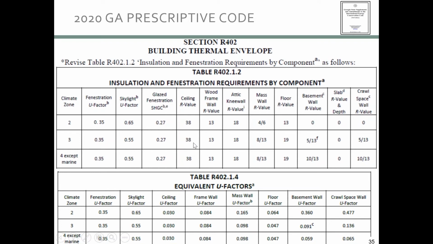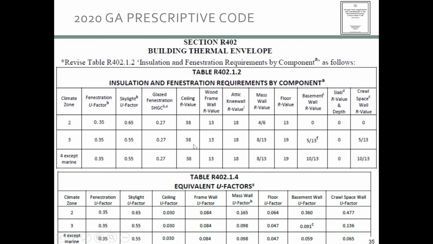There are limits on how much you can trade. For example, ceilings you can trade as low as R20 if it's spray foam, but that's it. And there's some kind of backstop values. We'll take a look at that at the end. But at the end of the day, this is the prescriptive chart. If you can meet all of those requirements, you're done.